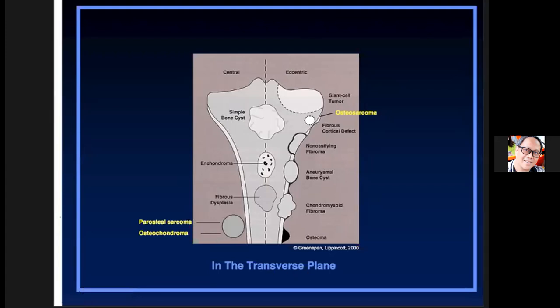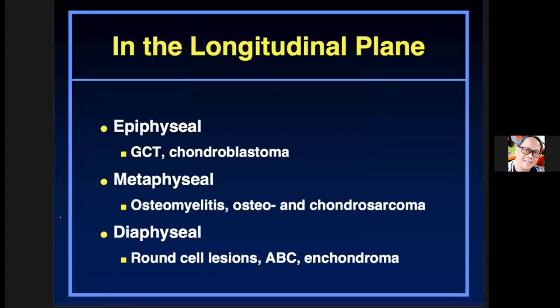Okay, so in the long axis too, at the ends of the long bone are the epiphysis, then you transition to the flared portion, the metaphysis, and the more or less cylindrical portion is the diaphysis or the midshaft, which you can divide further into proximal, middle, and distal third. So again, in terms of the long axis, these are common locations of these different types of both benign and malignant lesions. So at the ends, usually giant cell tumor, chondroblastoma. At the metaphysis or the transition zone, the flared portion, osteomyelitis, osteosarcoma, osteochondrosarcoma.